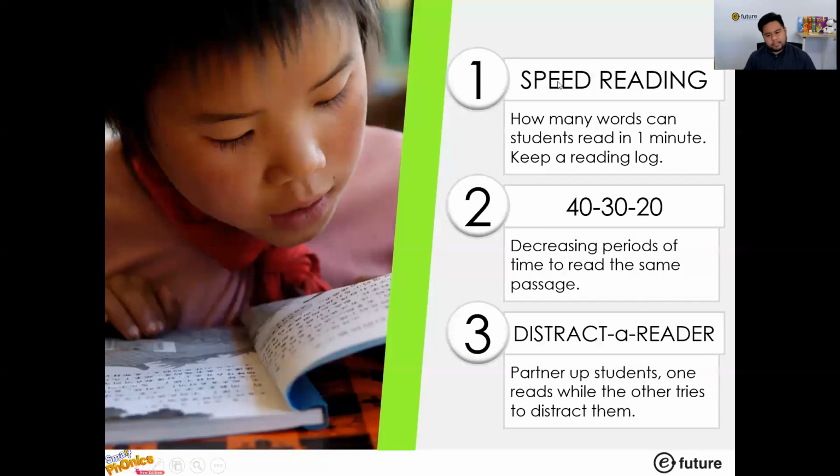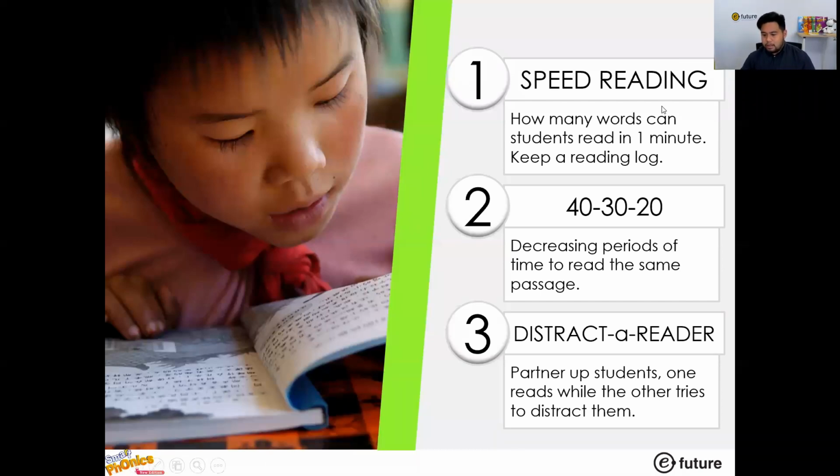I did this activity before in a previous webinar, I believe. So it's essentially giving your students a time. So you can give the students, say you're doing your unit story in Smart Phonics. You can take that story and then see how long it takes the students to read the story, or see how many words they can read in 1 minute or 30 seconds, depending on what challenge you want to give to your students.